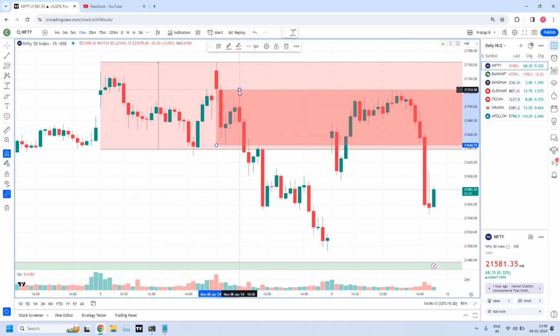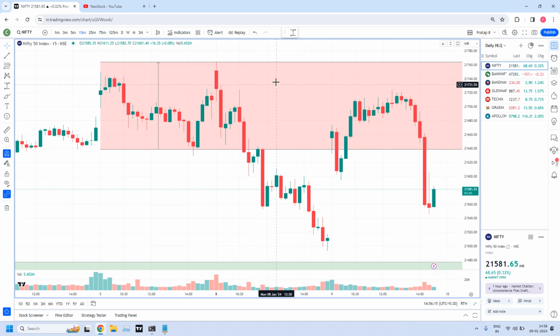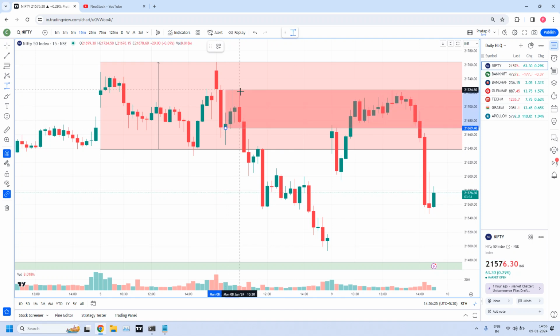So within this 15 minutes area, what is it that you are seeing now? We have a drop candle, base candles 1, 2, 3, 4, and a drop candle. That way you can draw a zone like this, a 15 minutes zone. This is one thing you can do.